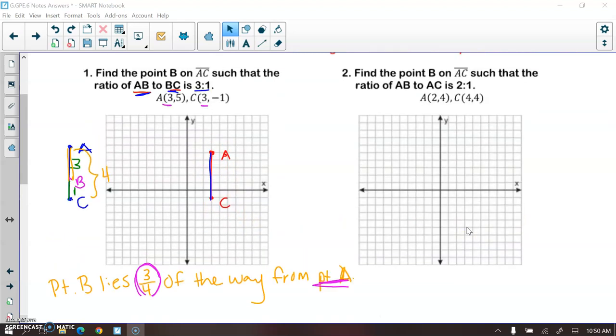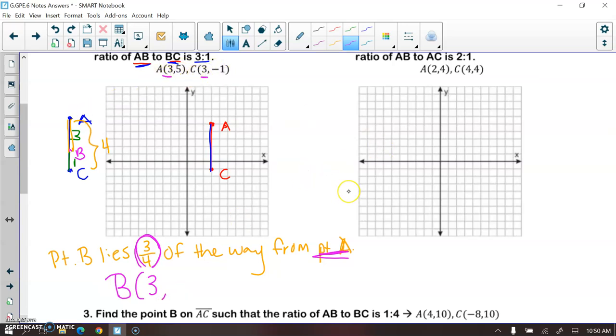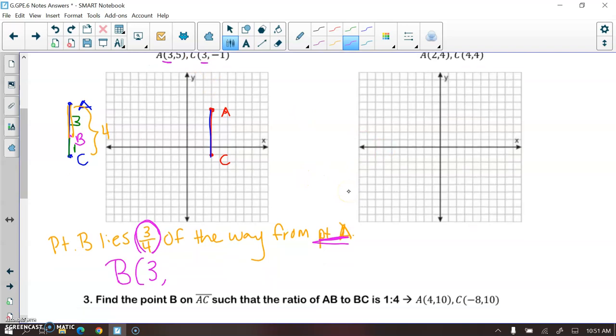So since it's a vertical line segment, we know that point B is definitely going to have an x value of 3. It's going to be the same x value as A and C have. But now what we're going to do, just like when we did the midpoint example, is find the distance of this line. However, we're going to do it slightly different than what we did with the midpoint. We are going to find the distance from point A to C because I wrote my ratio of 3/4 from point A.